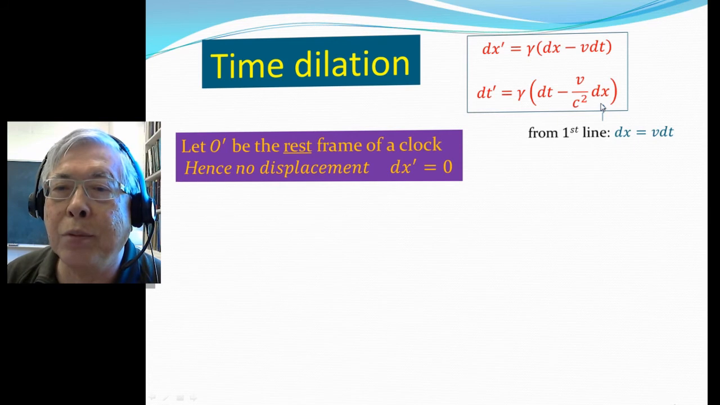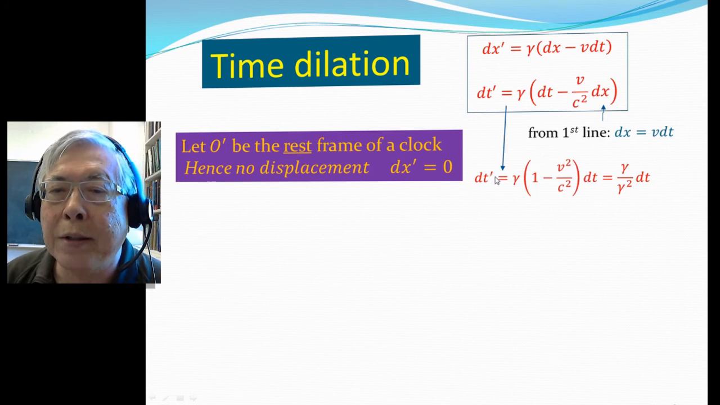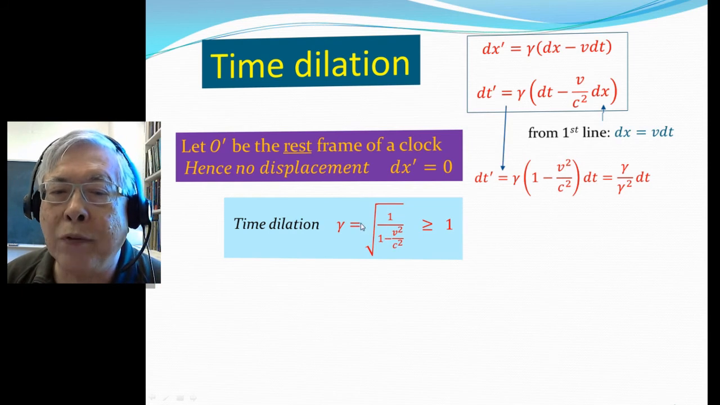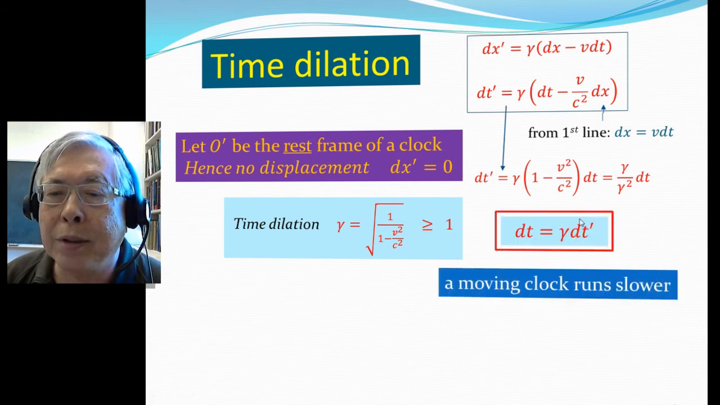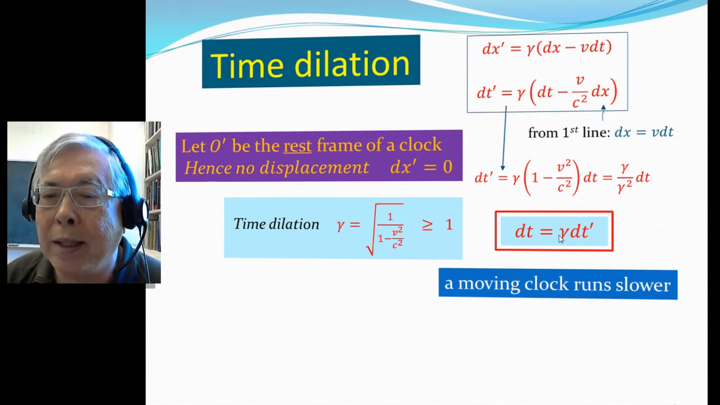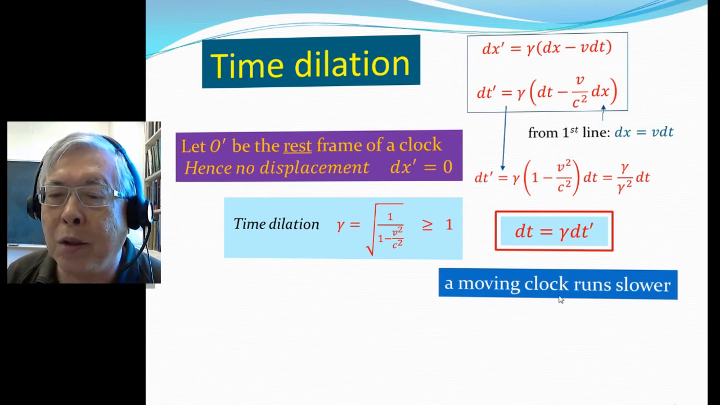If you plug into the second relation, you find that both have dt, which I can factor out. So dt prime is gamma times (1 minus v squared over c squared) dt. But this coefficient is simply 1 over gamma squared, because gamma is equal to the square root. So therefore the relation is dt equals gamma dt prime, because one gamma cancels. And gamma is greater than 1, so the interval dt for the moving clock is greater than the interval in the rest frame. So the moving clock will run slower.